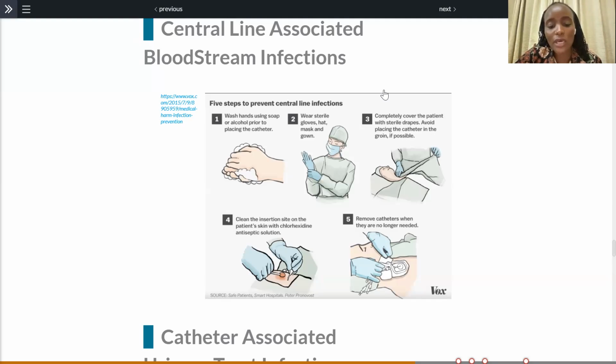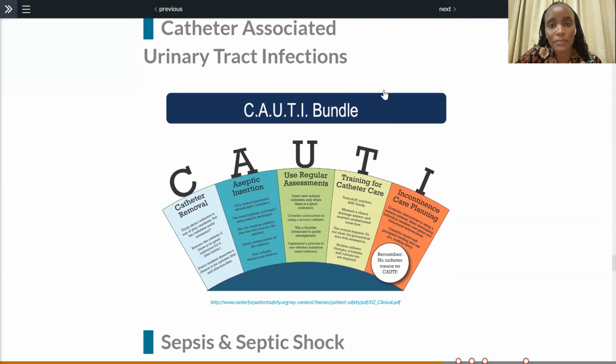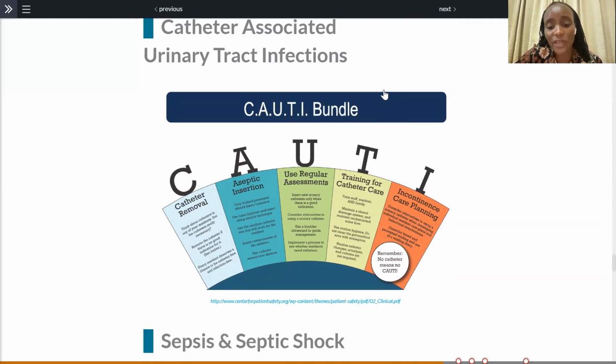There's also the catheter associated urinary tract infections. So there's also a bundle here, CAUTI. So you have your catheter removal, aseptic insertion, regular assessments, training of catheter care, and planning. So most facilities give a 2-week bundle, a 2-week period for change of this invasive equipment that you put on the patient. Then there's sepsis and septic shock.